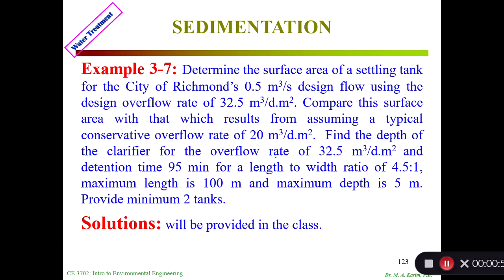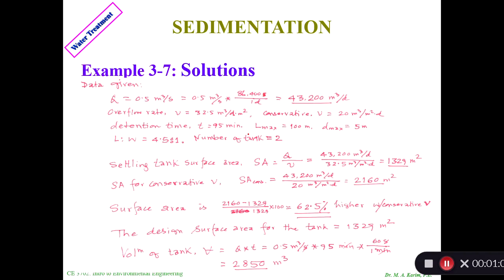So this is the problem. You guys can go ahead and read it. We should be able to solve it. I have a solution in the next slides. So here is the one that I solved.